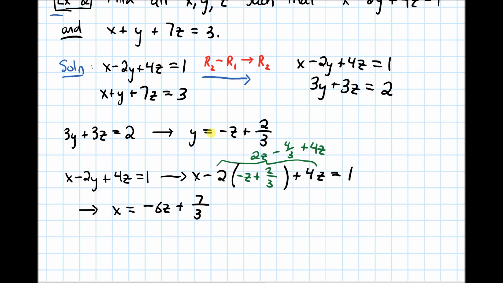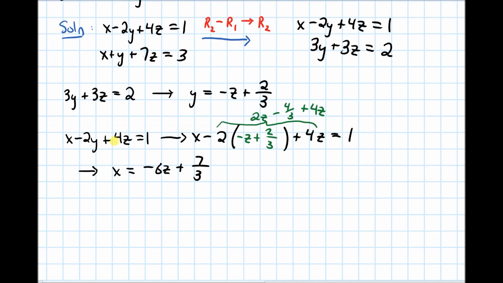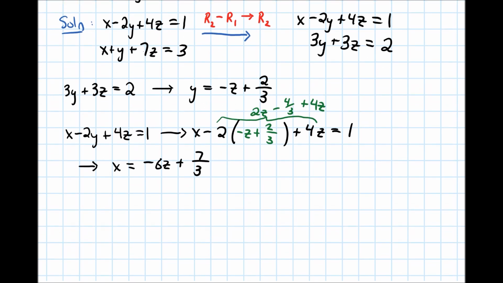We know what y is up here. Y equals negative z plus 2/3. Okay, so at this point, we're actually ready to write down the general solution.